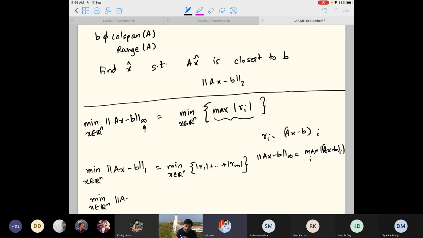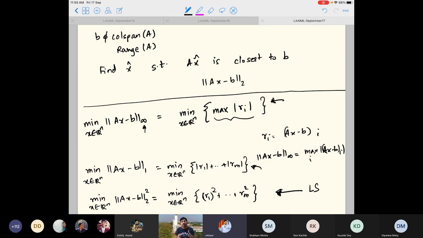And what happens with the two norm of Ax minus B squared is that we minimize over x in Rn R1 squared plus up to Rn squared. That is what I am really doing. So this is something that we are focusing on. That's why it's least squares, because you have a sum of squares and you want to find the least of those squares. But the one norm is least absolute deviation, right? So you want least absolute deviation, or you are trying to do a min max problem.